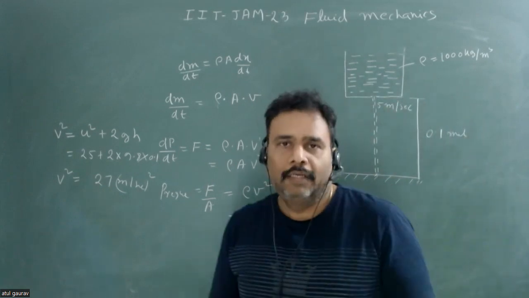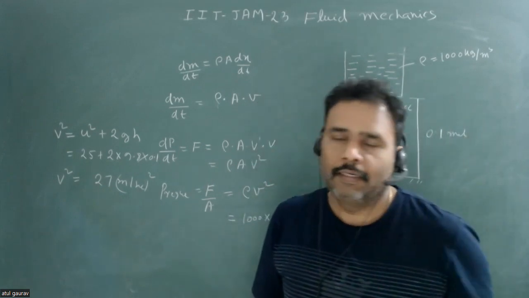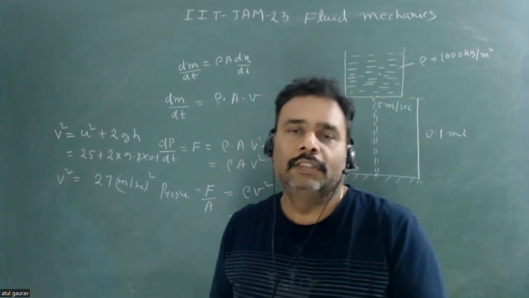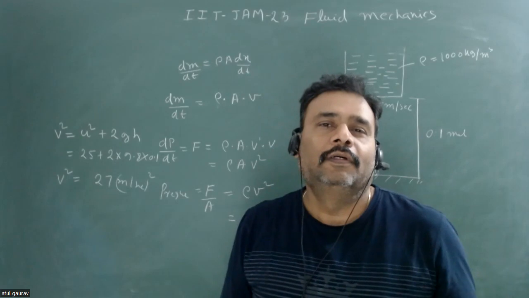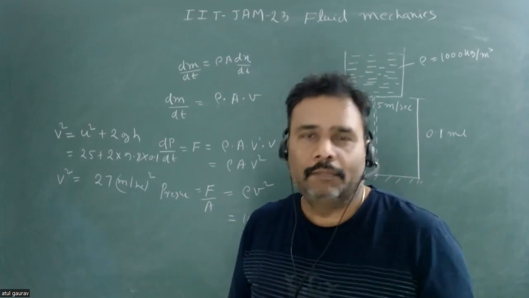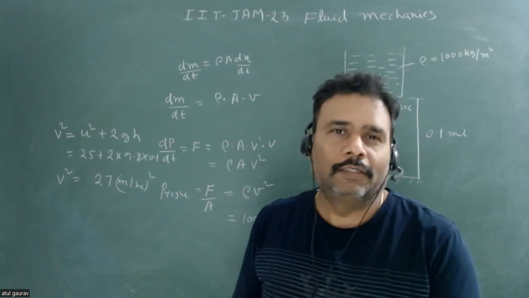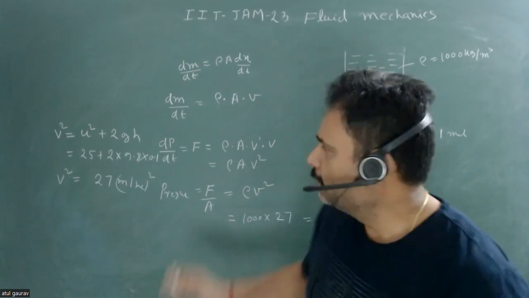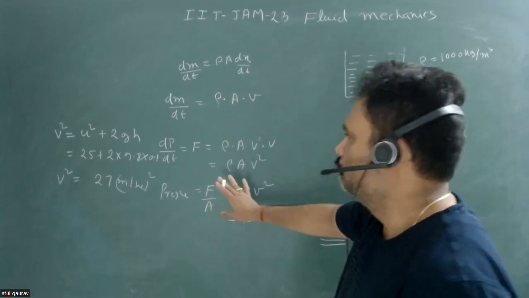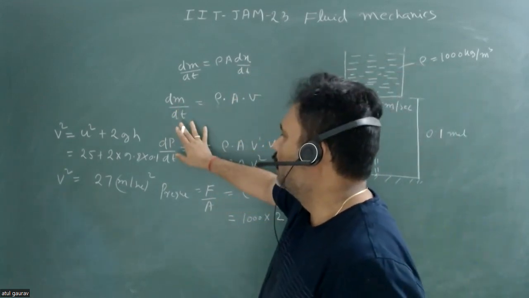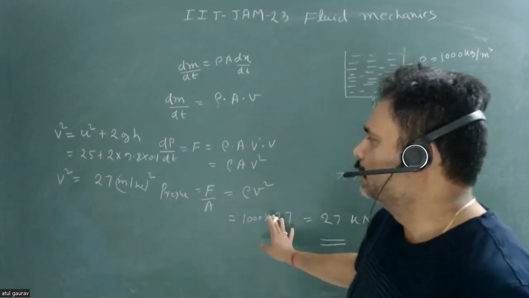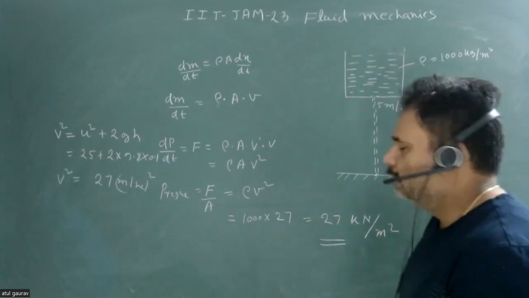A lot of people have done wrong calculation in this particular problem. They just used Bernoulli's theorem or some conservation of energy approach. But here you have to use the rate of change of flow of mass so that you can find the force, and force per unit area is nothing but pressure. So this is your answer.